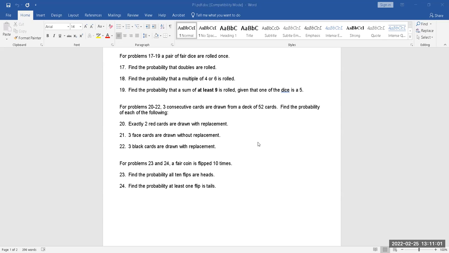And here's why that's a big deal. When I asked the first time, how many of the rolls have a sum of at least 9? We said, well, 10 out of 36. 10 out of 36 is not a very big number. In fact, as a decimal, 10 out of 36 is only 0.2777. Only a little more than a fourth. But when I gave you that insider information that, hey, you know one of the dice is a 5, it changed to 5 over 11. 5 over 11 is 0.4545. That is significantly larger.